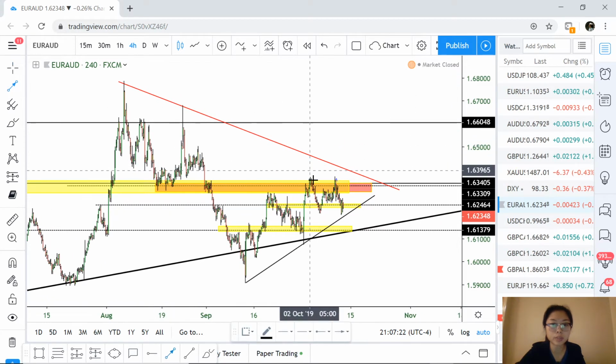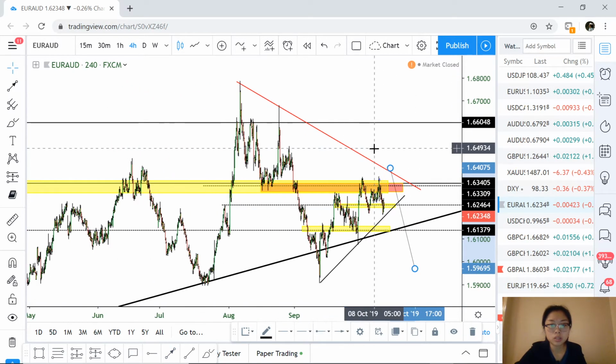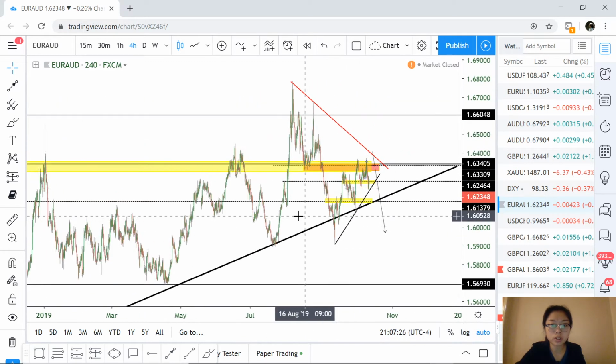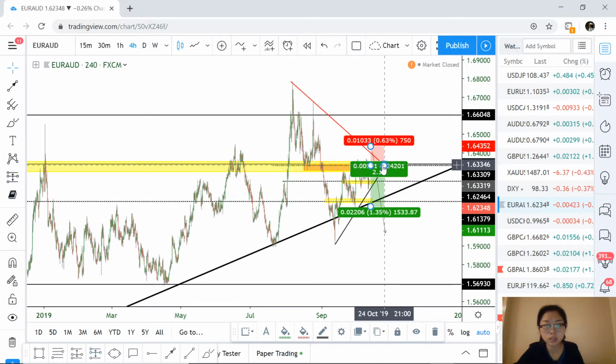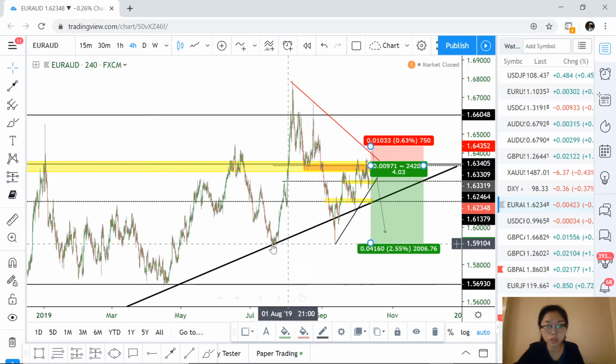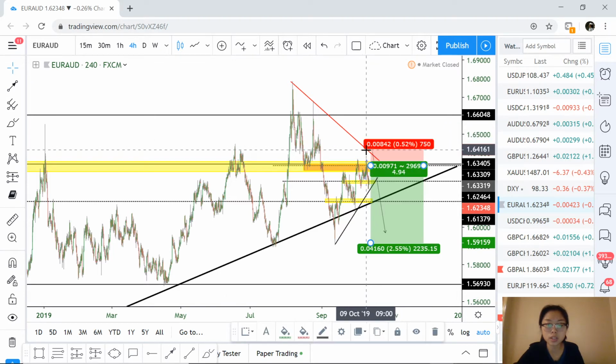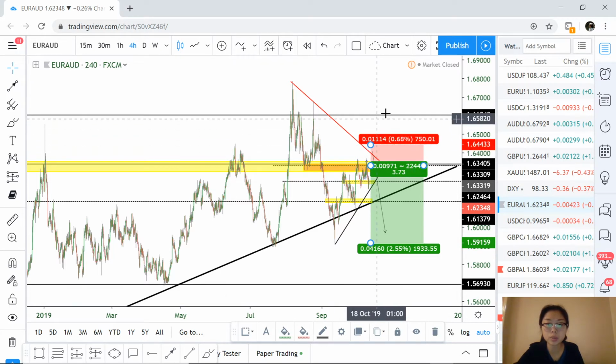So if it breaks down to the downside, your targets would be down at market structure, which is down here at the 1.59. Stop loss could see around a 60-70 pip stop loss on Euro Aussie.